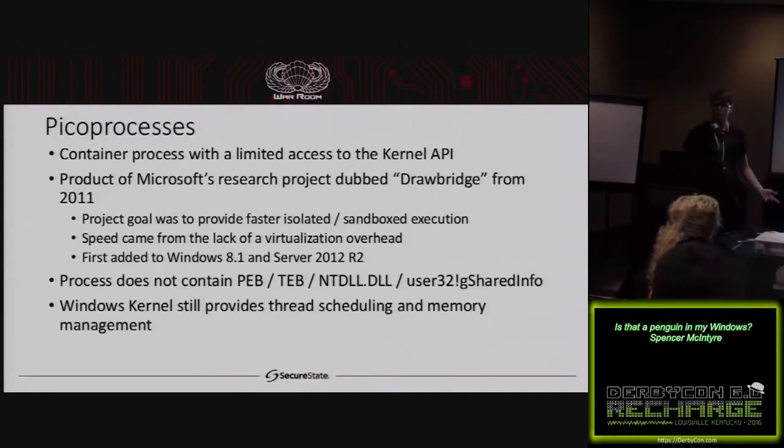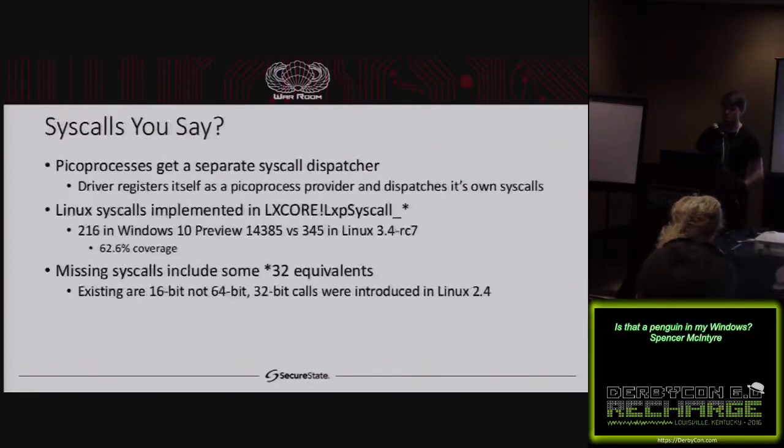Like I mentioned, one of the important things is that there's no PEB, TEB, or NTDLL. In addition to that, the shared region of user32, the shared region that's mapped between the kernel and the processes that people familiar with kernel exploitation are used to utilizing, that region also is not mapped. So it's not available because the Linux processes presumably are not going to be utilizing it. No legitimate Linux process is going to expect to be able to access the handle table information from Windows. And the Windows kernel does still provide the scheduling functionality, the memory management, things like that. But the rest of the process, basically the Pico process is a hollow process.